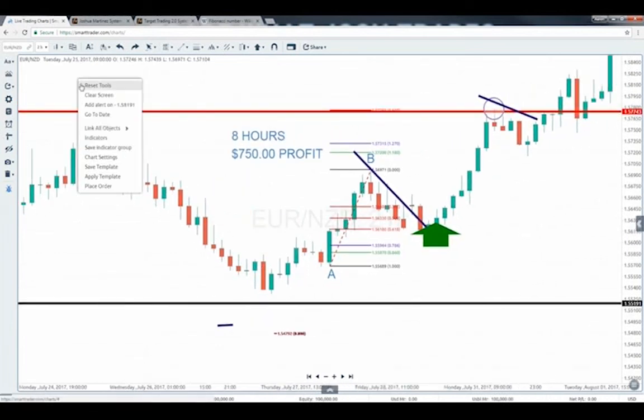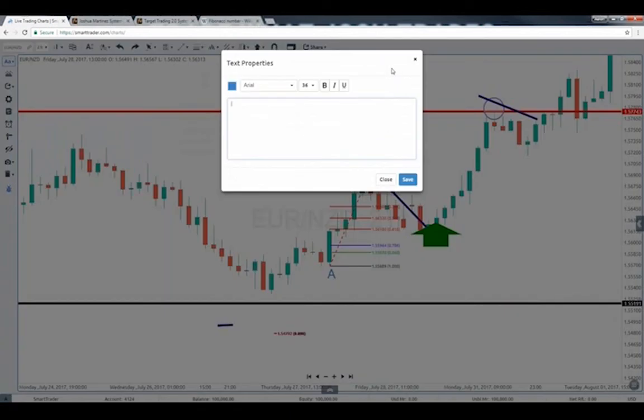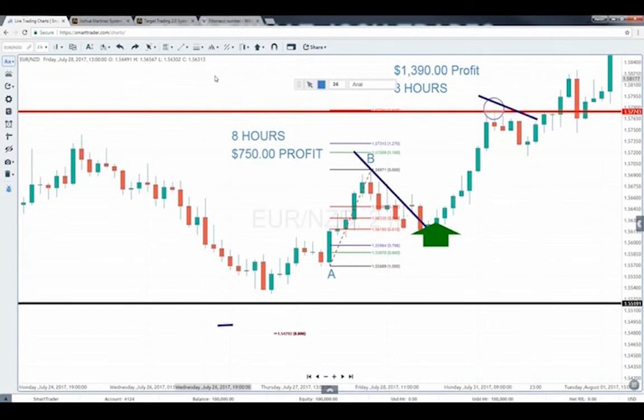And this opportunity, there was an opportunity to have made right here another 139 pips in 8 hours, so I'll take that. So let's put another 139 pips right here. That on a standard lot is $1,390 profit. 8 hours time. So there's 2 trades that had an opportunity to have made over that period of time.